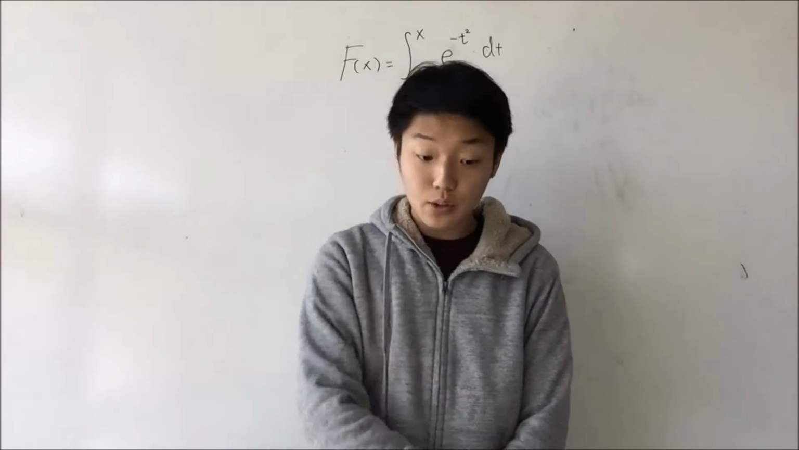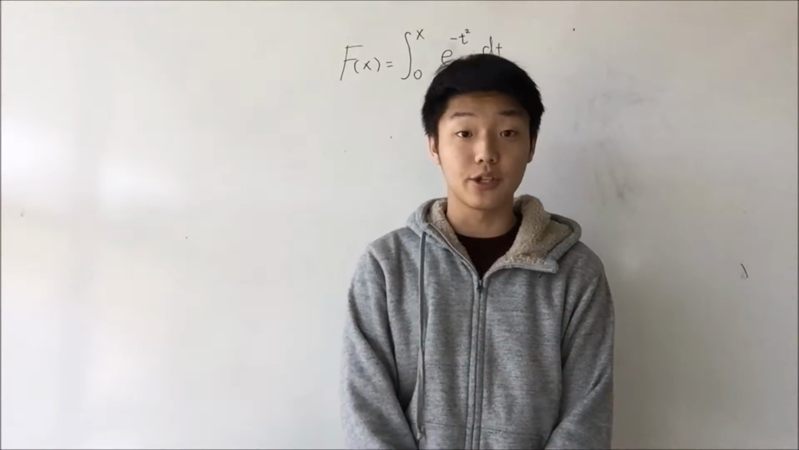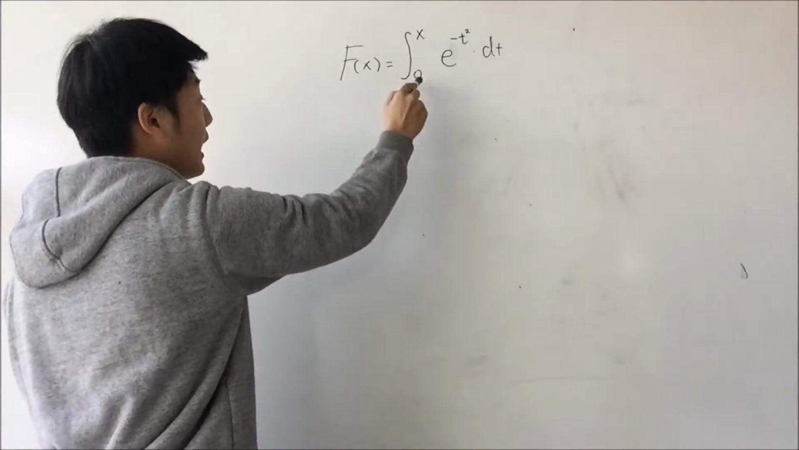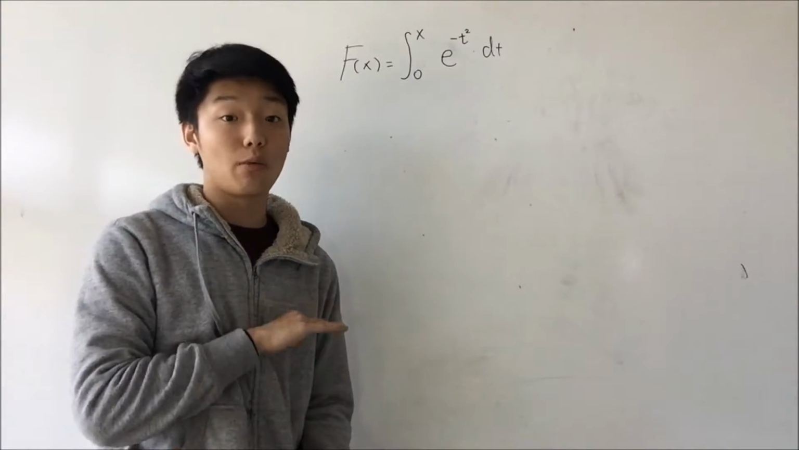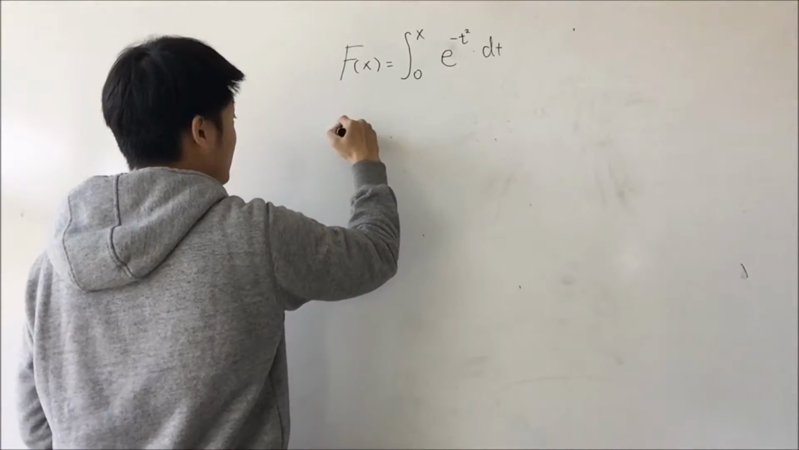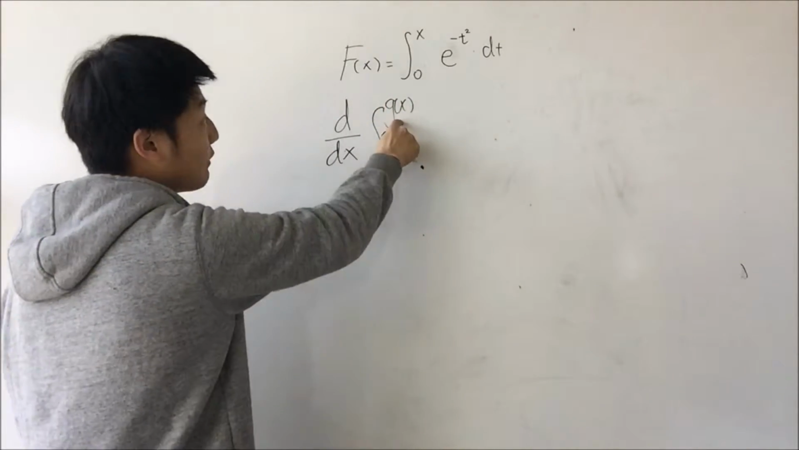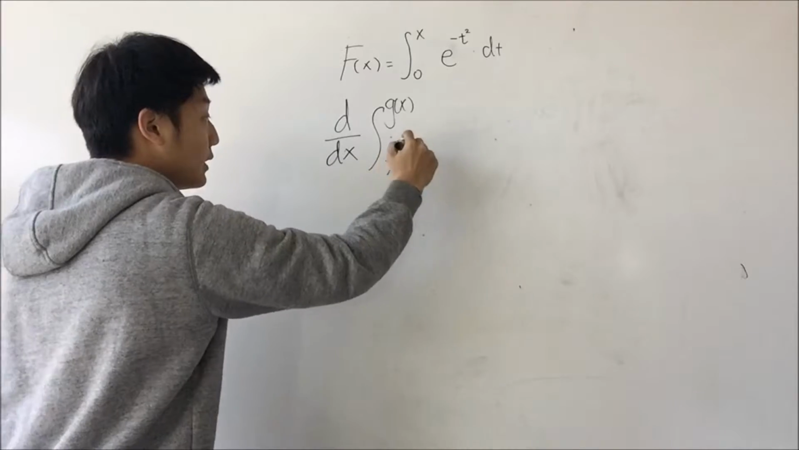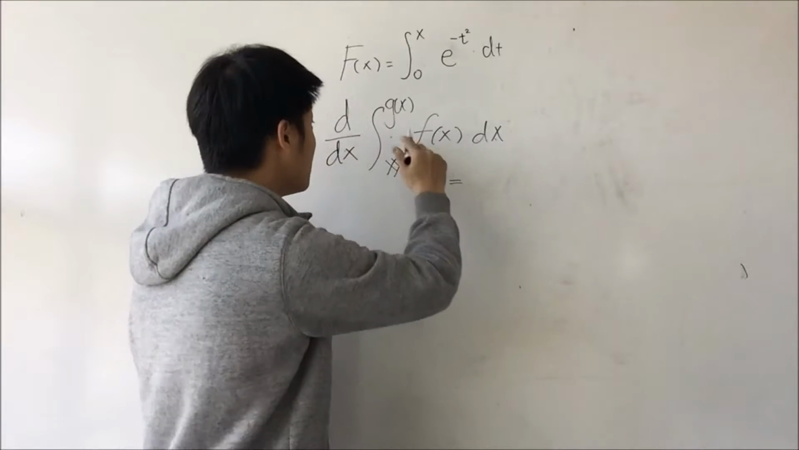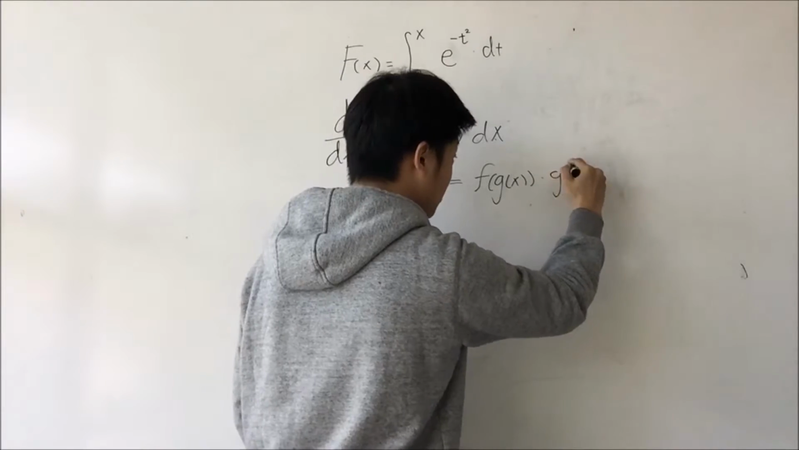Number 12. Number 12 says if f of x is equal to this integral, then f prime of x equals what? You've noticed there's a variable here, and we have to solve for f prime. Then you right away have to think, oh, it's the second fundamental theorem of calculus, which is d/dx of the integral from a number to g of x of f(t) dt is equal to f of g of x times g prime of x.